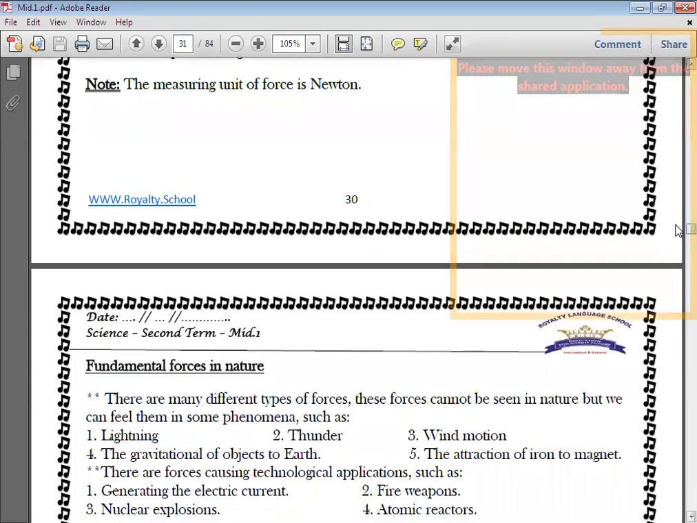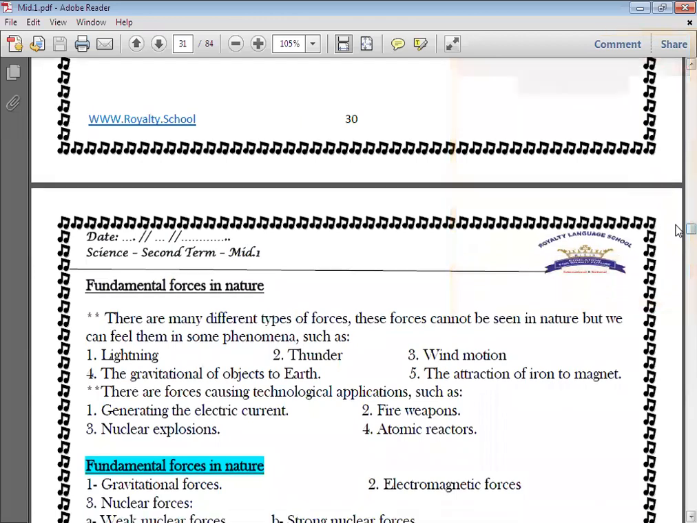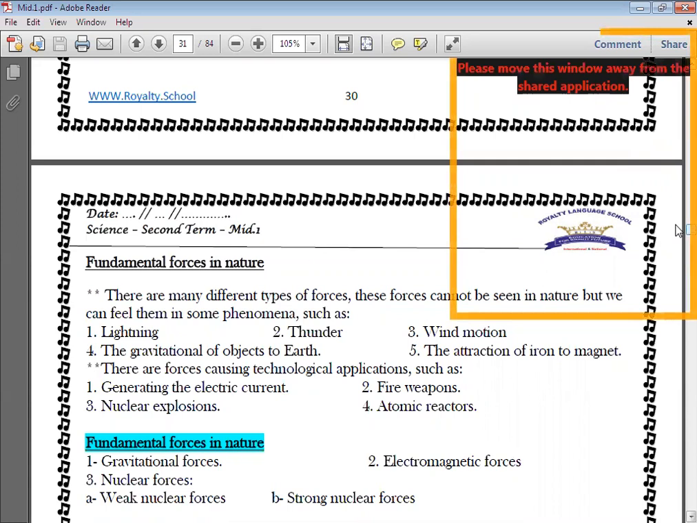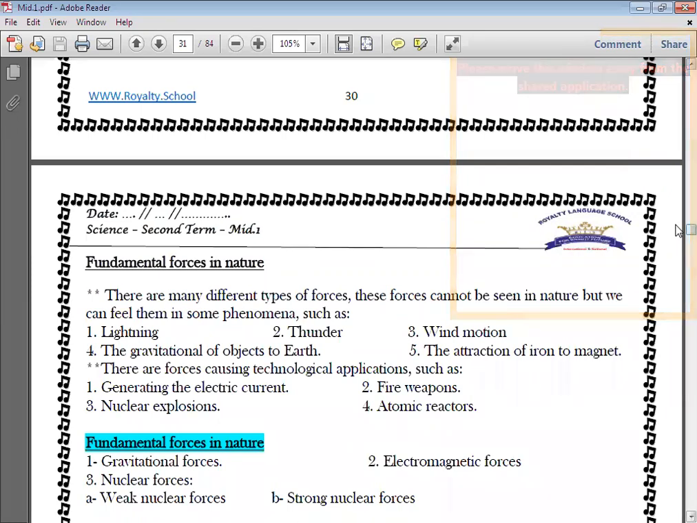The fundamental forces in nature: there are many different types of forces. These forces can't be seen in nature, but we can feel them in some phenomena, such as lightning, thunder, wind motion, gravitational force, and attraction of an object to a magnet. All of these forces I can't see, but I can feel their effect.